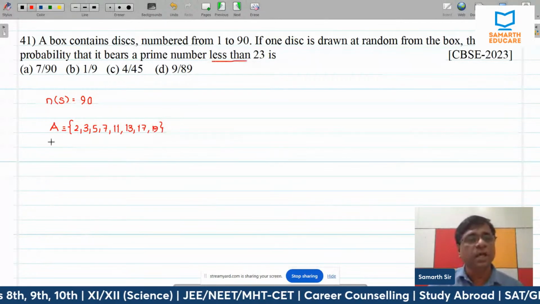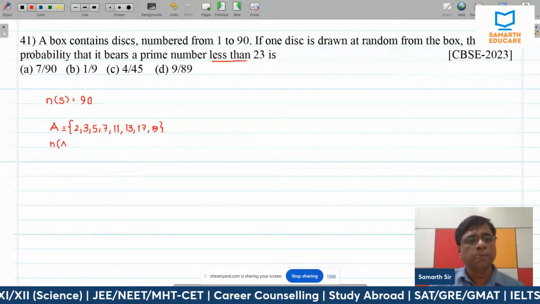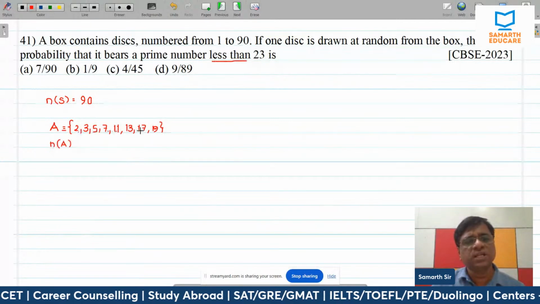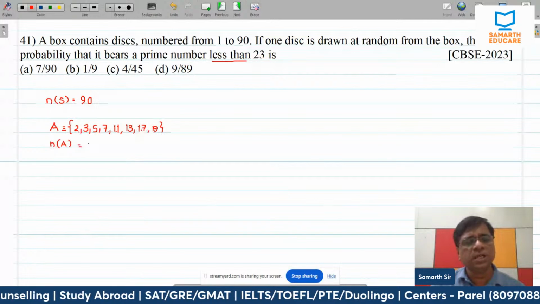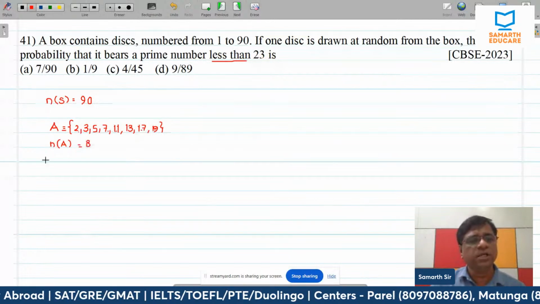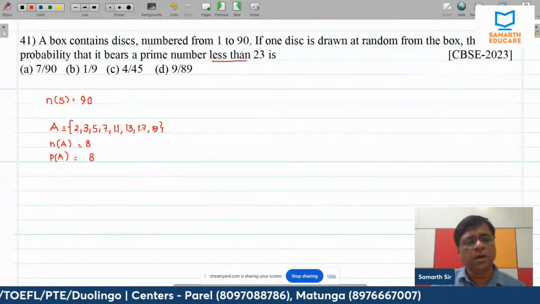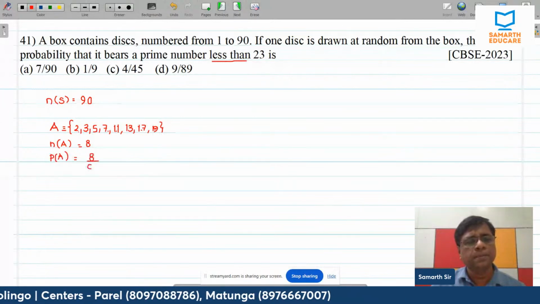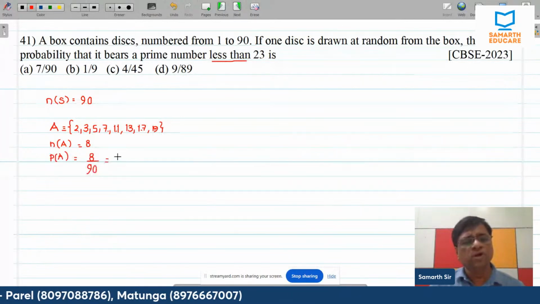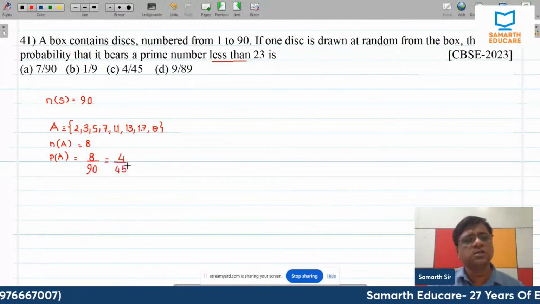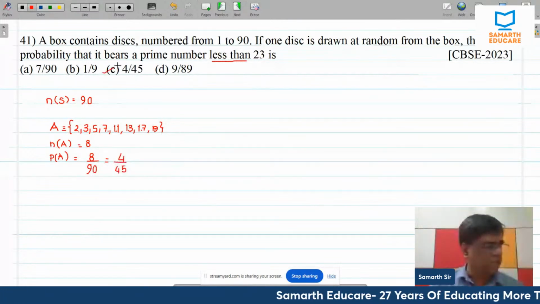Here n of A is equal to 1, 2, 3, 4, 5, 6, 7, 8. So how many points are there? 8, and hence the probability will be 8 upon 90. If I divide this, 4 upon 45 is my answer.